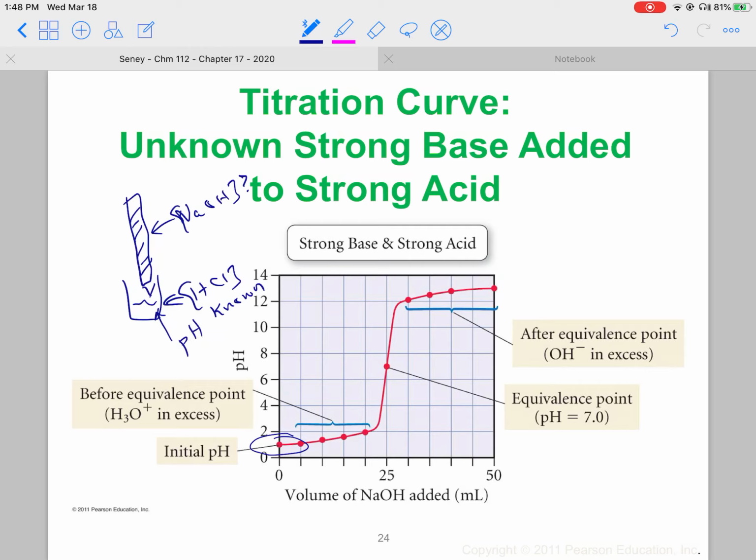So we start off at a low pH as you would expect, and notice we slowly have an uptick as we add more and more base. And then the second that we add, where we're at the equivalence point, it skyrockets, and then it levels out again.